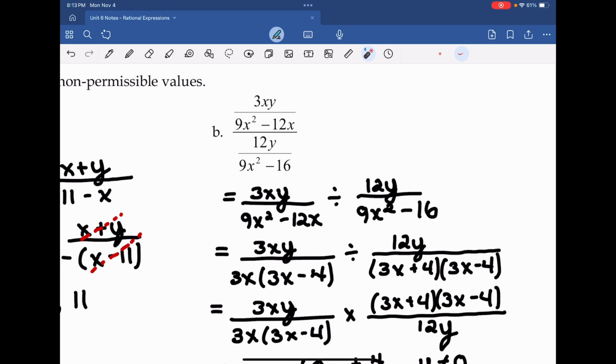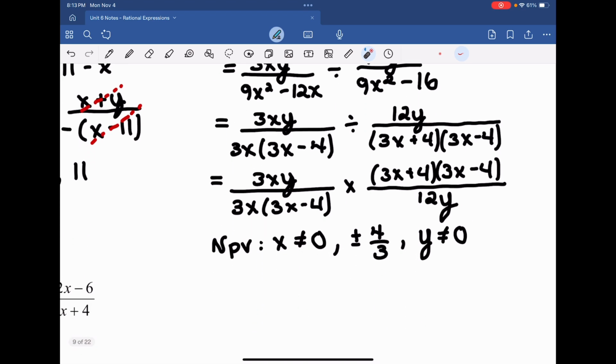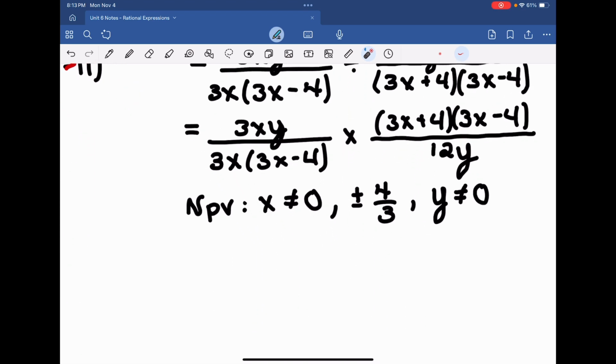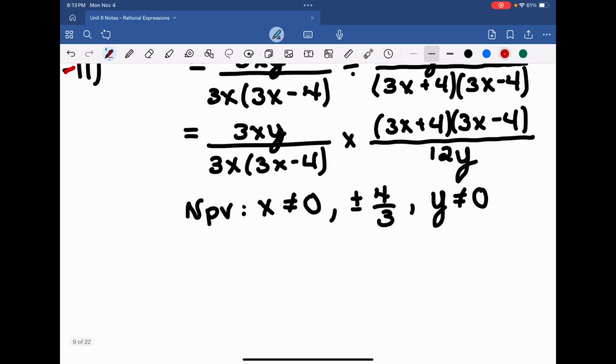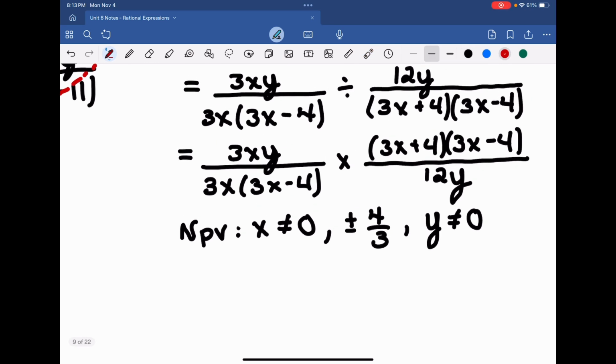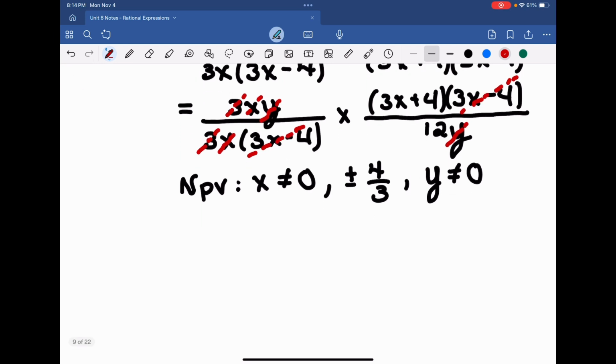And so we got to be very careful. If any of those end up being 0, it makes the entire thing undefined, and we don't want to be in that situation. Lastly, let's just make sure we cancel out terms we can. So we're going to go 3 divided by 3 eliminates. We have an x divided by an x that eliminates. We have a y divided by a y that eliminates. We have a 3x minus 4 that eliminates. And then very lastly, this is going to leave us with the following.